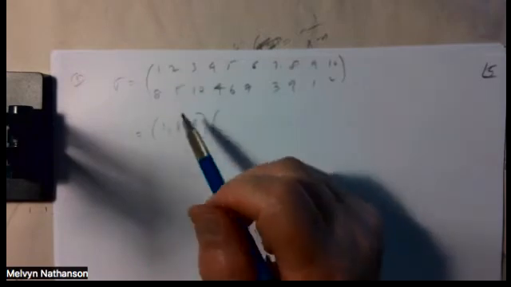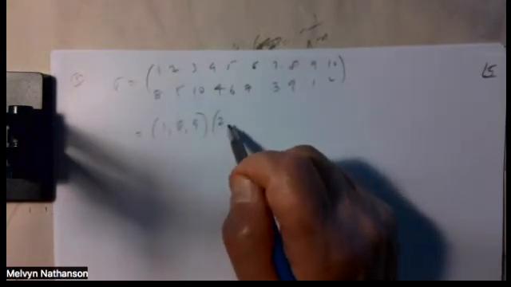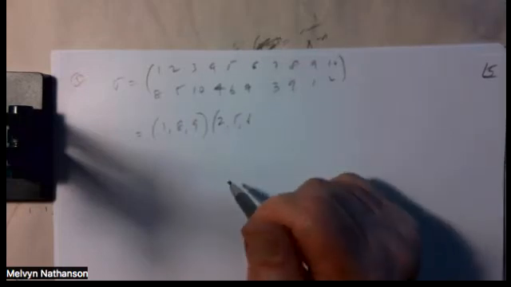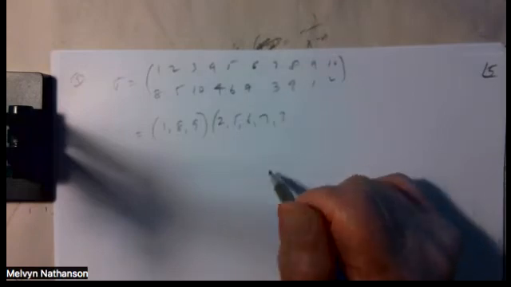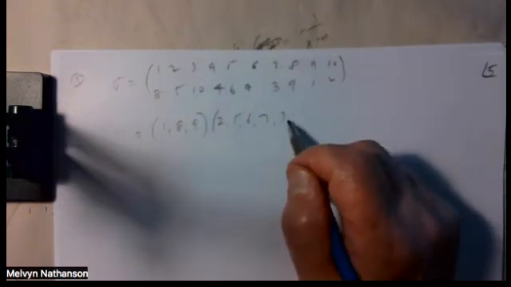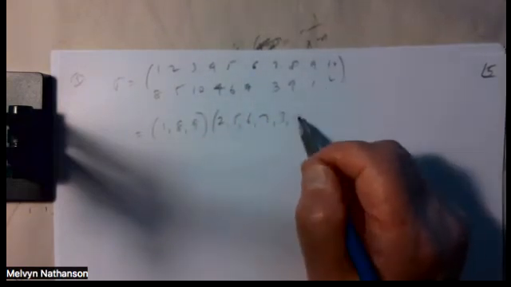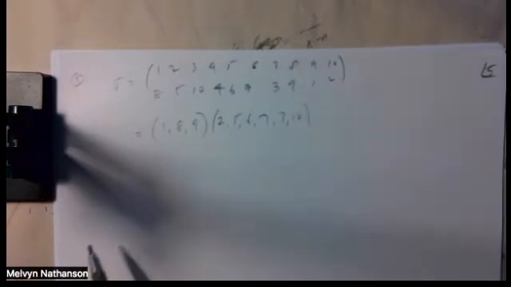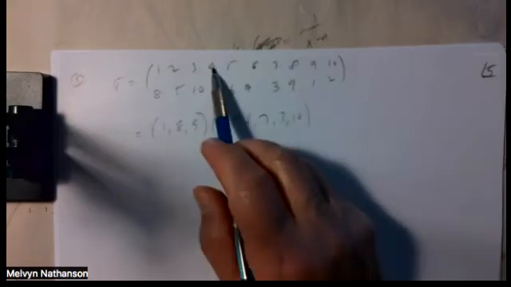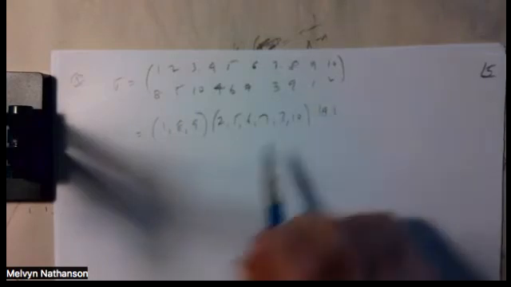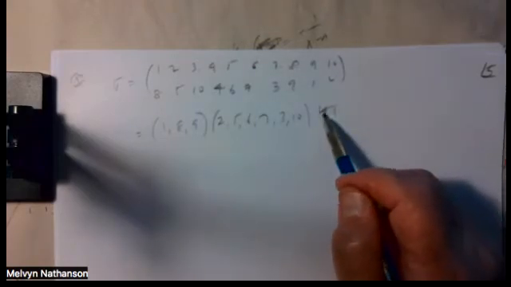Let's say I look at the next number I haven't used, 2. 2 goes to 5, 5 goes to 6, 6 goes to 7, 7 goes to 3, 3 goes to 10, 10 goes back to 2. And what number hasn't been used yet? Only the number 4, and 4 goes to 4. So I can write it or not write it, but this is sigma as a product of two disjoint cycles.